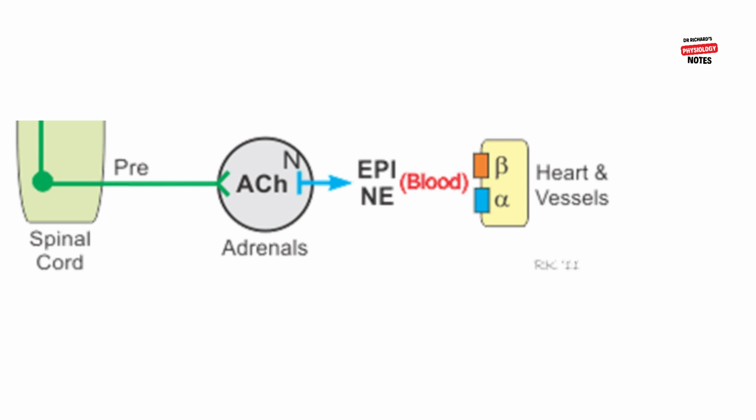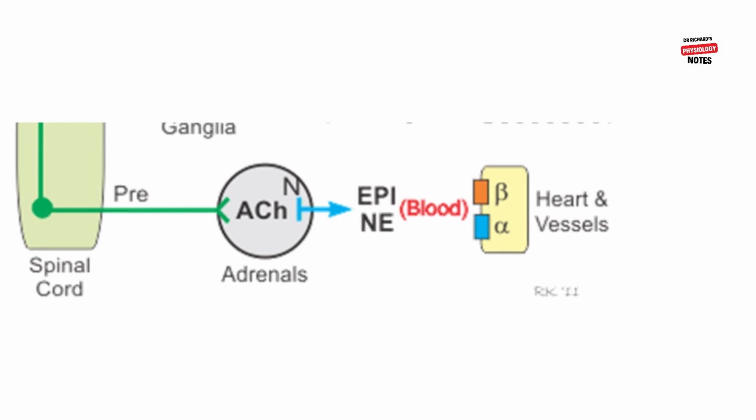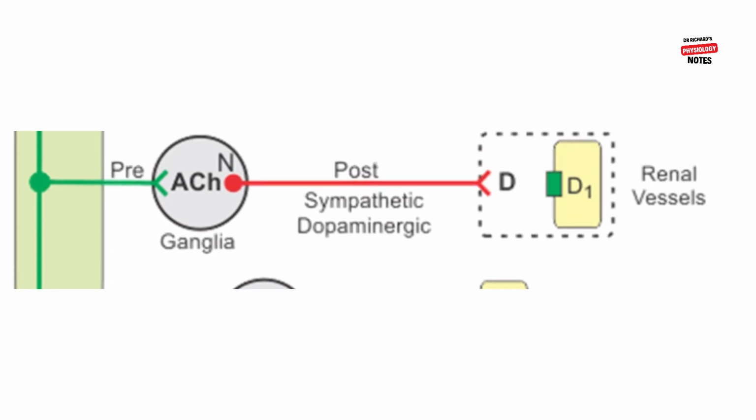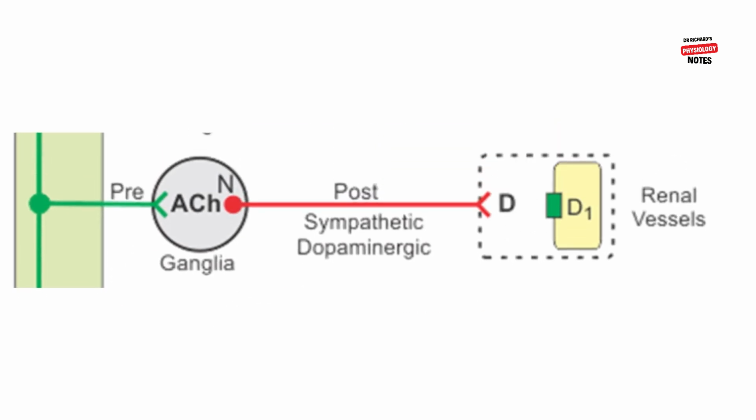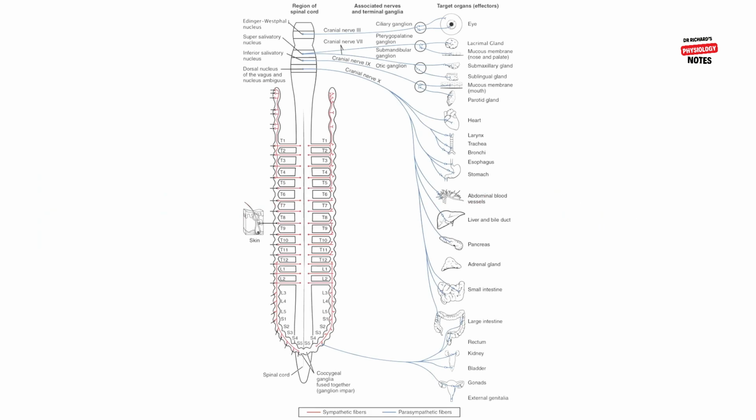Thirdly, postganglionic neurons for renal vasculature release dopamine at renal vasculature. Sympathetic dopamine activation to the kidneys dilates renal vessels, which increases blood flow and, in turn, increases glomerular filtration. The parasympathetic division is also called the craniosacral division.